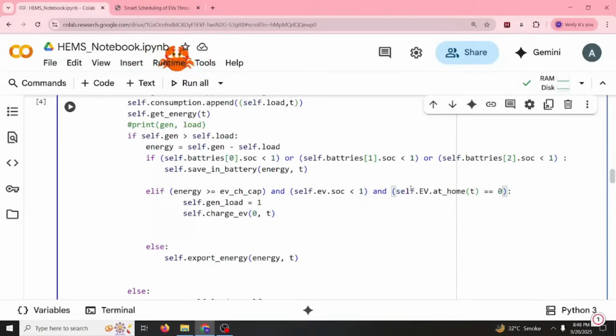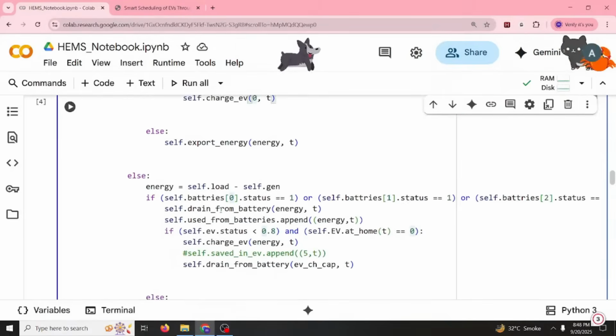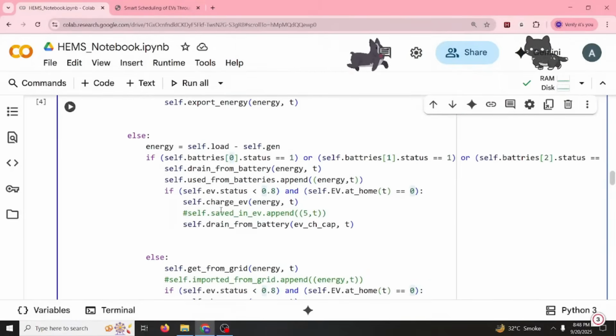And also if the EV is at home, at a given time, I will just change it somewhere to 0. It is actually 1, and this is also 1. So let us move further.